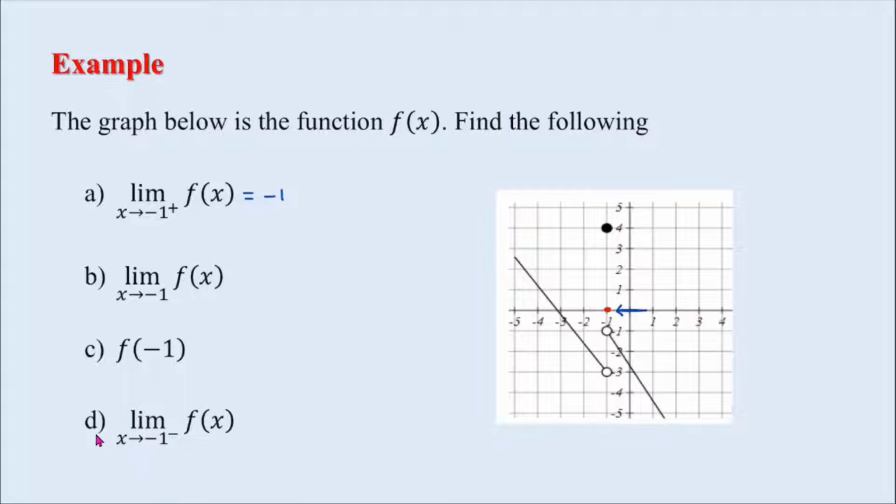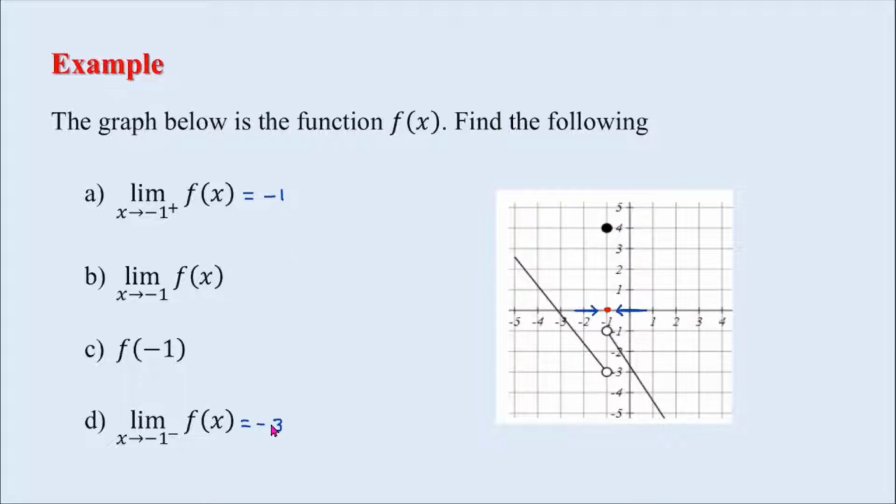Similarly, down here in part D, we are asked to find the left hand limit. Limit as x approaches -1 from the left. Minus means from the left. From this side, if x approaches -1 from the left, the function value is decreasing and approaching closer and closer to this y value here, which is -3. That means this one is equal to -3. That means your left hand limit is -3 and right hand limit is -1.